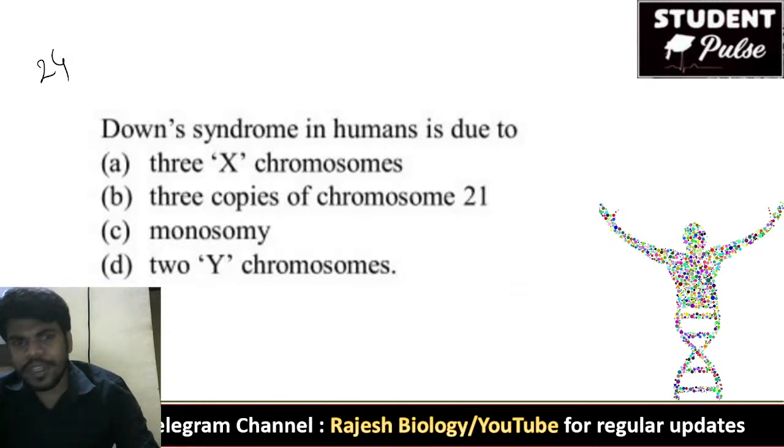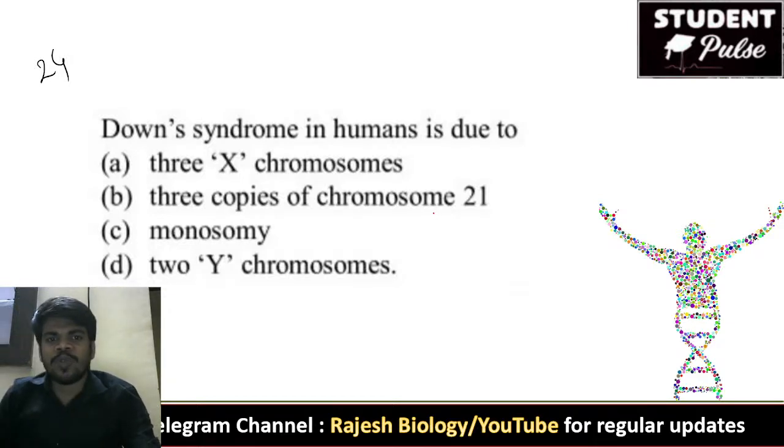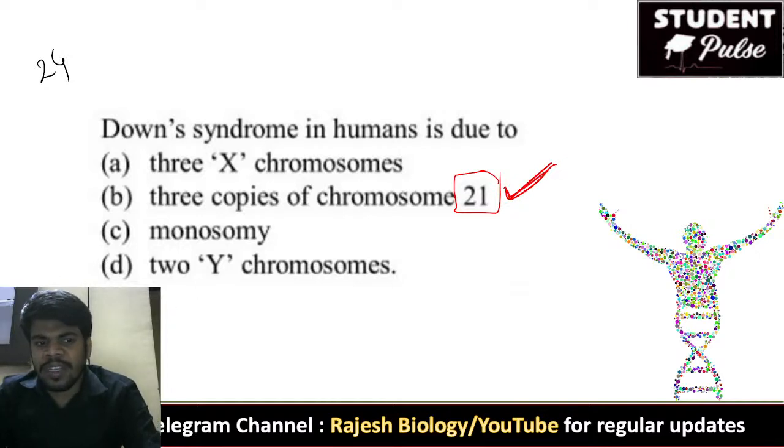Down syndrome option. There are 3X chromosomes, it is not Down syndrome. 3X chromosomes is not a Down syndrome. Three copies of chromosome 21, that is Down syndrome. Option B. Hey, it is a very easy question.